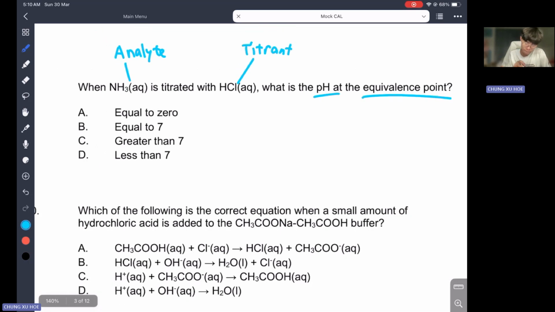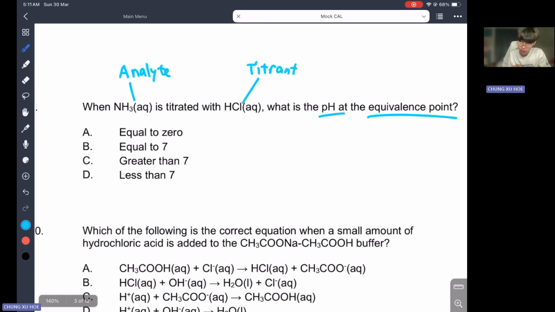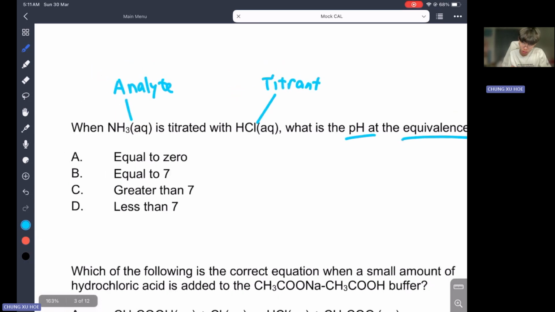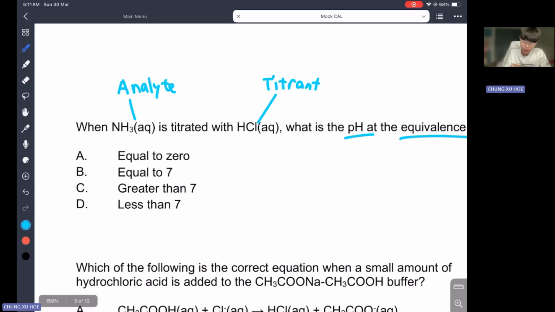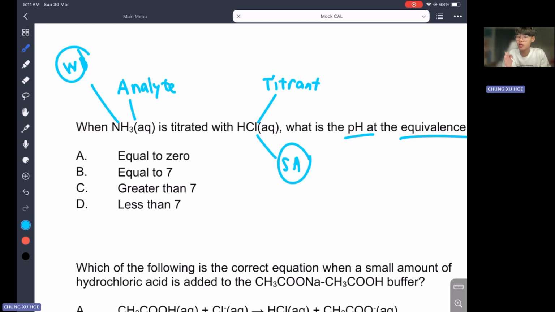This is just very simple. Since your analyte is NH3 and the titrant is HCl, we need to be careful of what substance they use. In this case, NH3 is a weak base and HCl is a strong acid. So with a weak base and strong acid reaction, the pH at the equivalent point is going to be less than 7. Why? Because strong acid, and then here weak base, so the equivalence point pH is going to be more on the acid side. So it's going to be less than 7.